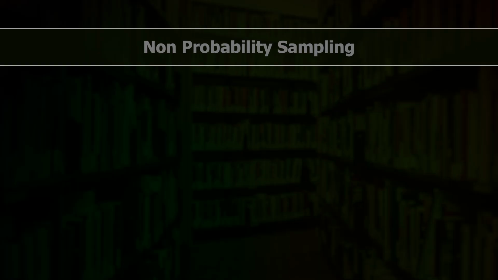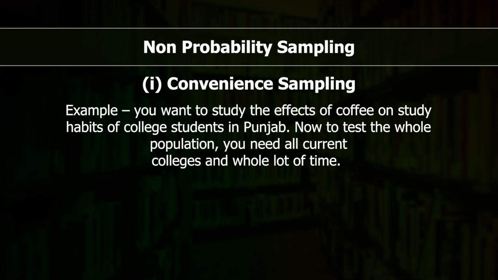Now come to the next broad category, that is non-probability sampling. Now it is of further different types. First is convenience sampling. It is also known as accidental sampling or haphazard sampling. It is the non-probability sampling wherein the units are selected by the researcher owing to convenience and proximity. In this, the units are selected on the basis of their availability or because of their easy access or ease of volunteering.